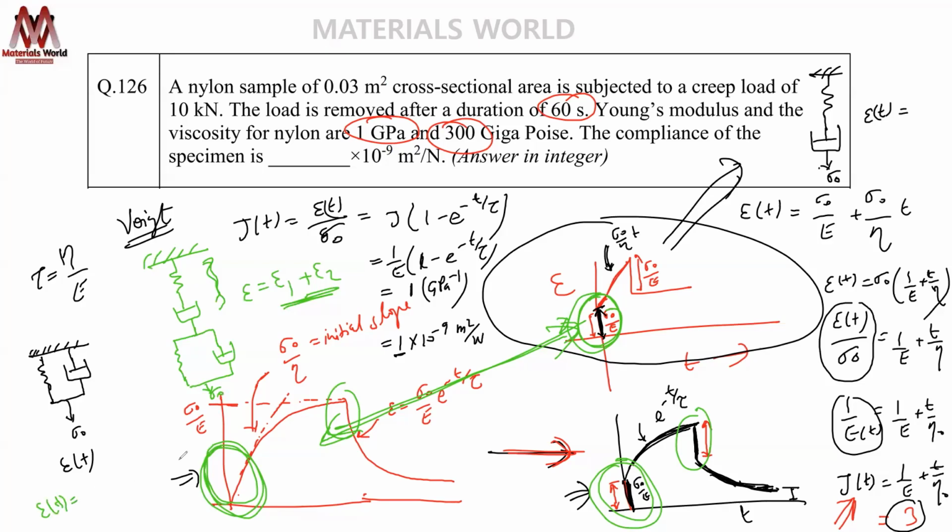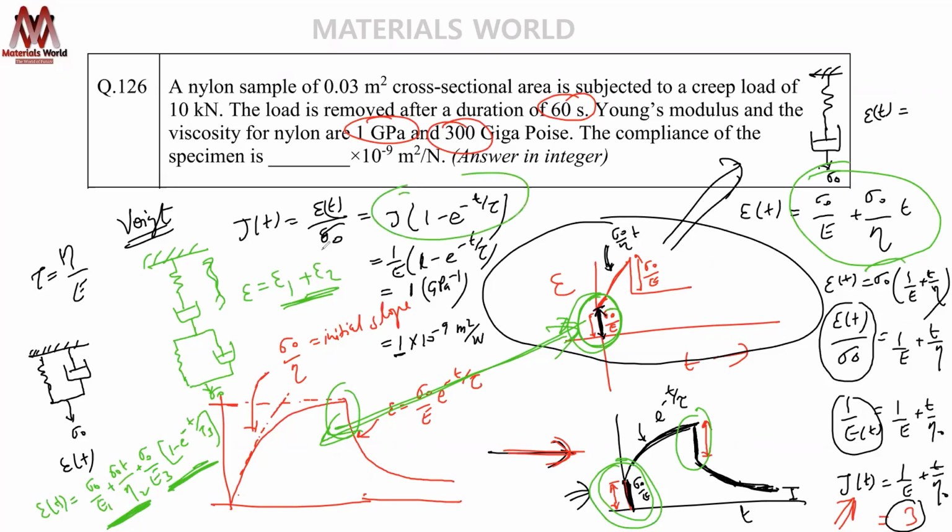For the 4-parameter model, it will come as sigma naught by E1 plus sigma naught t by eta 2 plus sigma naught by E3 into 1 minus e to the power minus t by tau 3. If you see, this is from the Maxwell element, this one, and this is from the Voigt element, this one. This one, okay, J equals sigma by E.